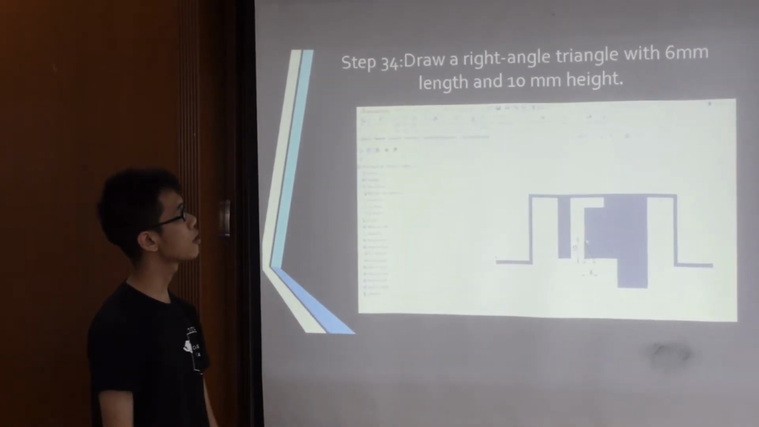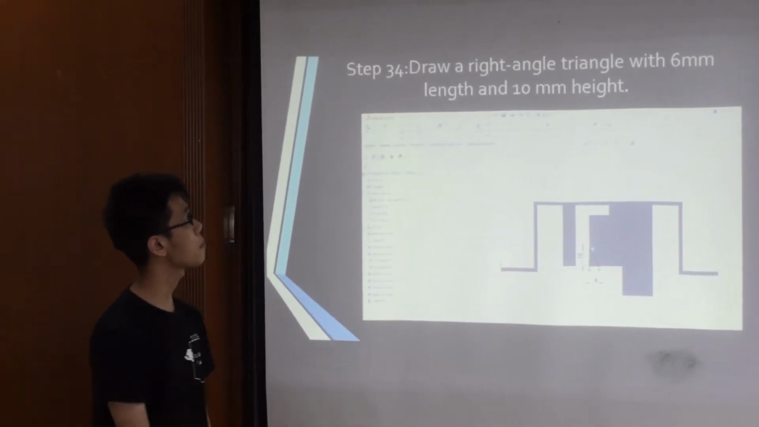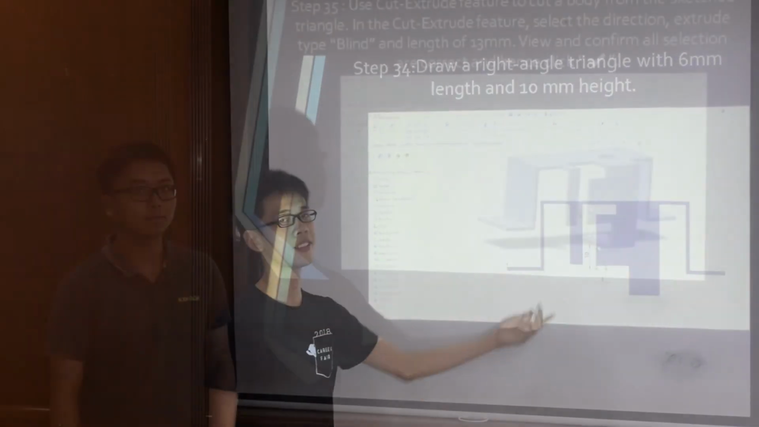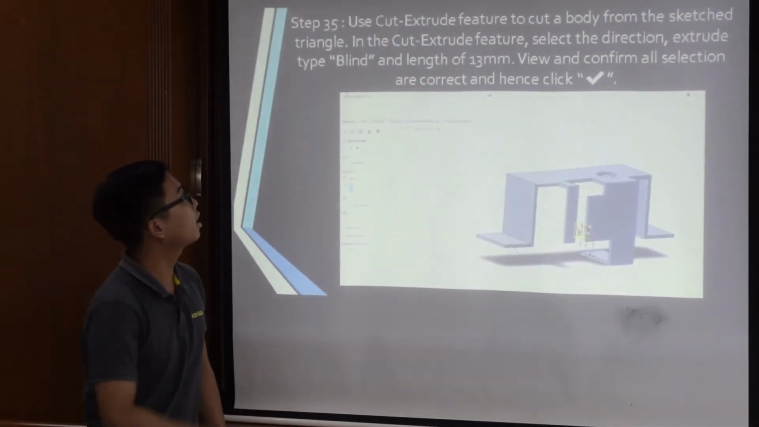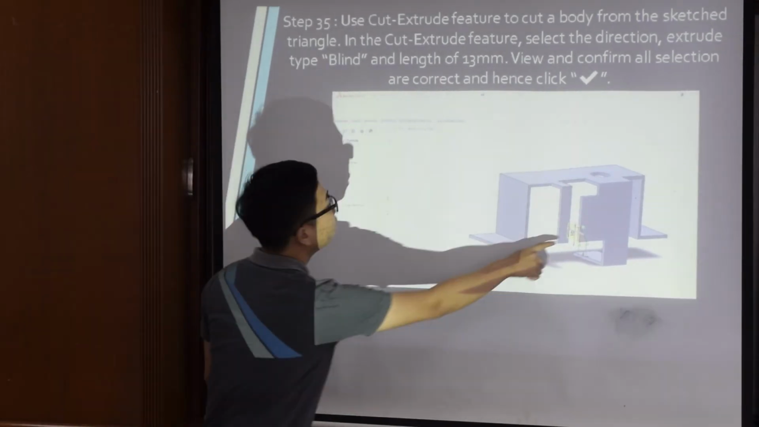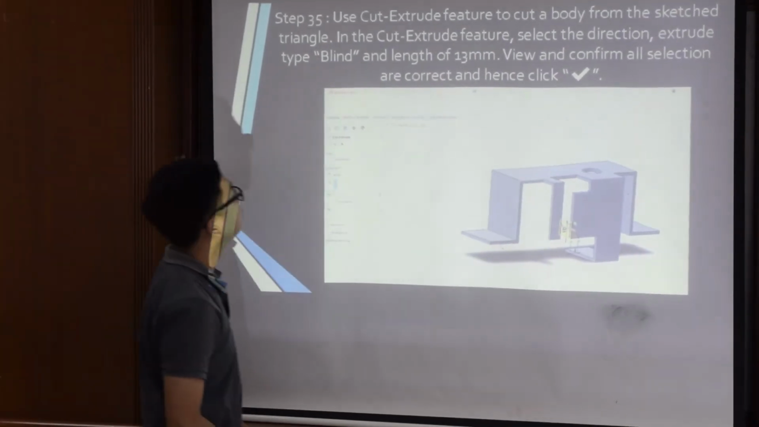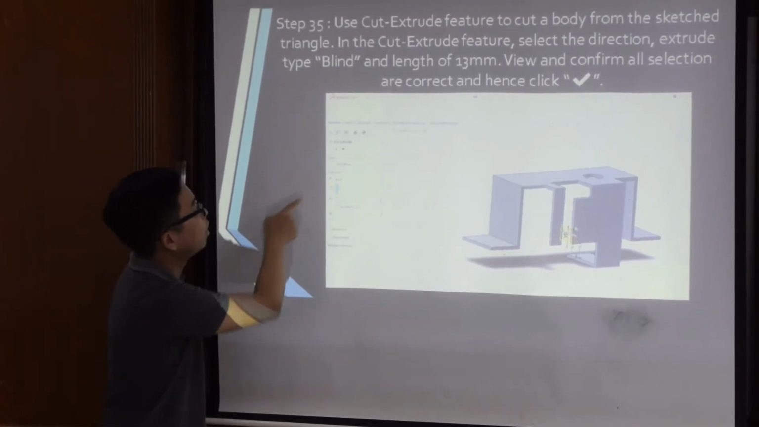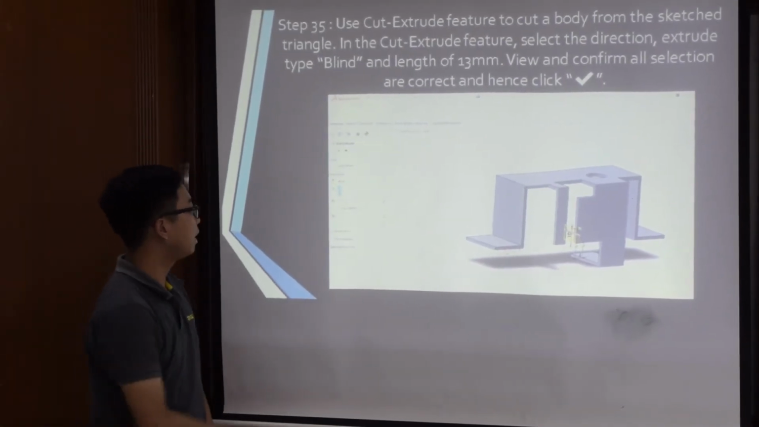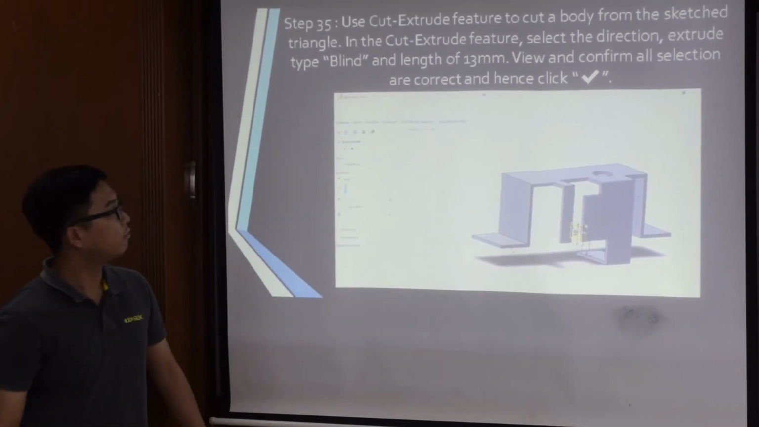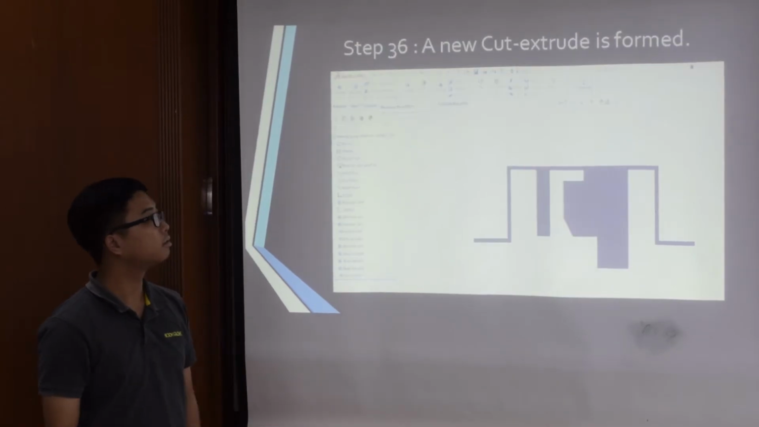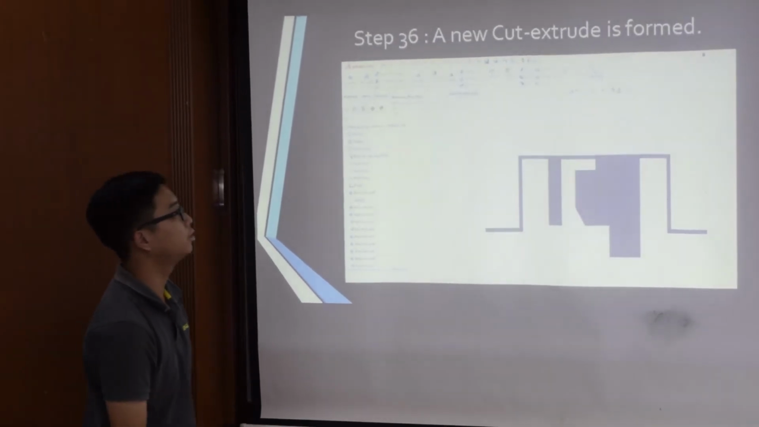Then we draw a right angle triangle with 6 mm of length and 10 mm of height as shown in the figure here. Okay, next, use Cut-extrude feature to cut the body from the sketch triangle. Then in the Cut-extrude feature, select the direction, blind, and length of 30 mm. Then view and confirm all selections are correct and hence click the correct button. So a new Cut-extrude is formed as shown.